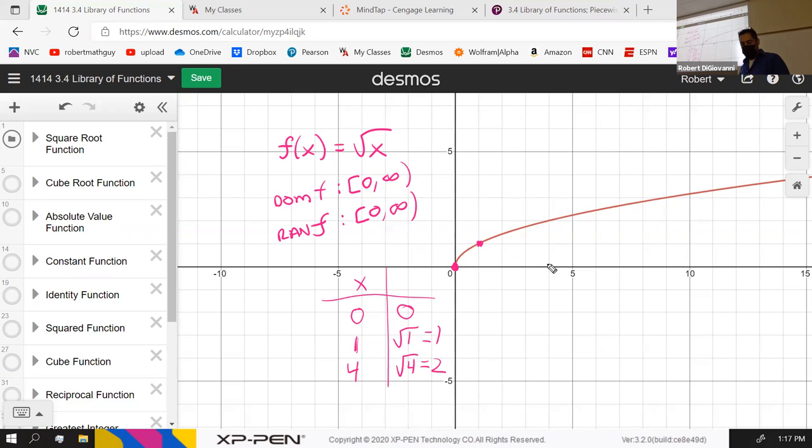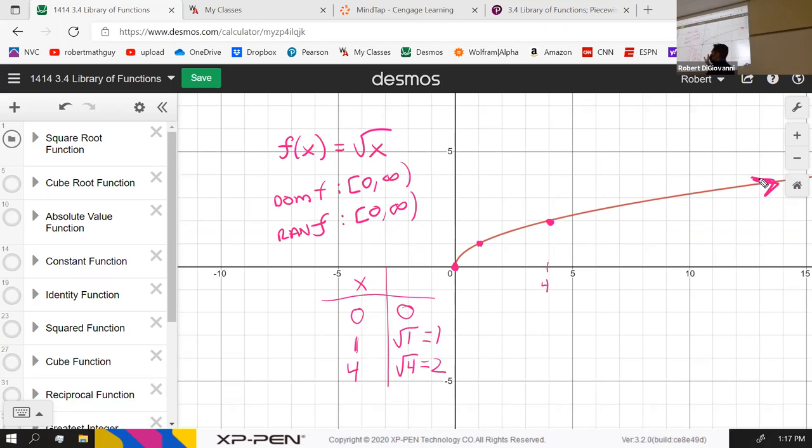At four, you get two. So this thing is increasing, right? But it's kind of slow, right? It's kind of a slow increasing, but it keeps going forever. So there is an arrow at the end of this that keeps going forever and ever.